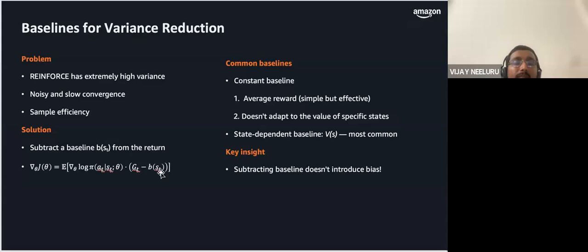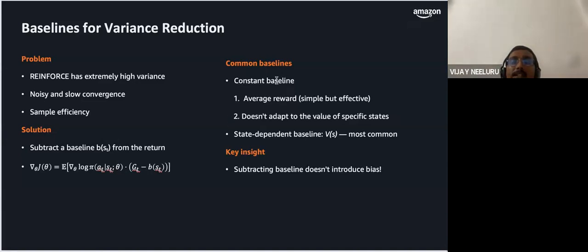Here we use the corresponding baseline to center the reward signal, making updates relative to an expected outcome so that the agent learns how much better or worse an action performed. So instead of taking the return directly, we subtract the baseline from it. Baselines in policy gradients reduce gradient variance without introducing any bias. So we will see what the different common baselines are.